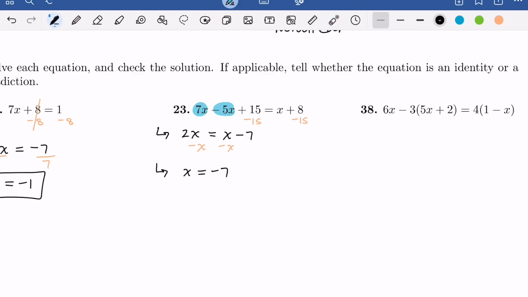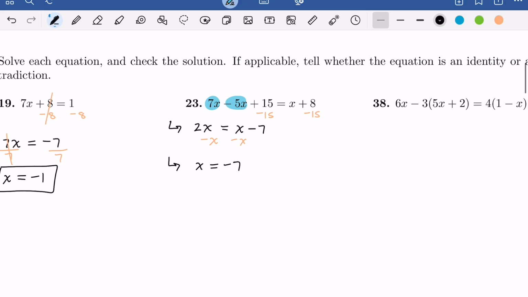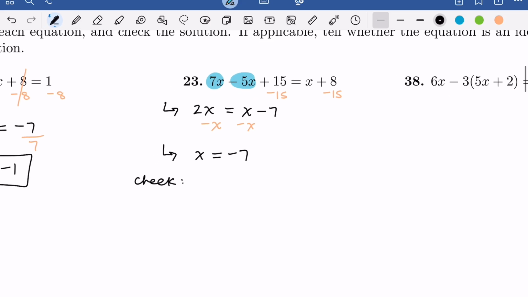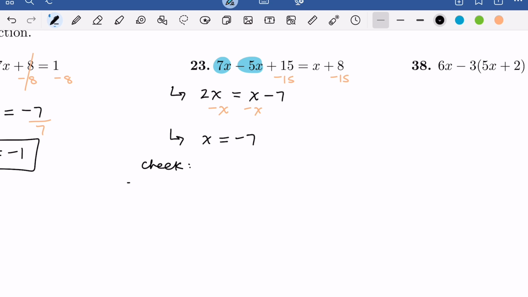All right, now again, we want to check to make sure that this is a solution. Now, whenever we're checking to make sure that we have a solution here, we always want to plug in the solution into our original equation here, just to make sure that we simplified correctly. So let's plug in -7 into our original equation. So we're going to plug in -7 there, there, and then again on the right-hand side.